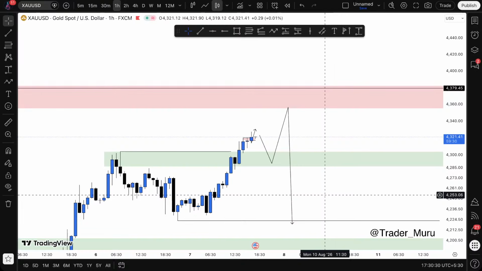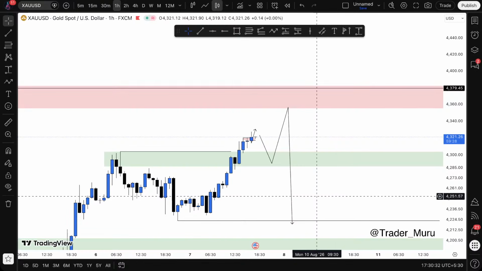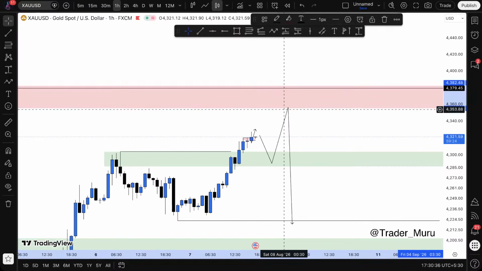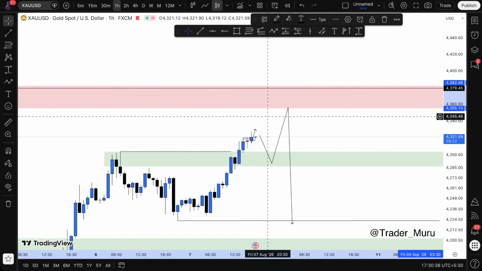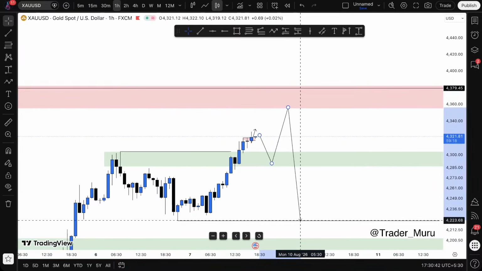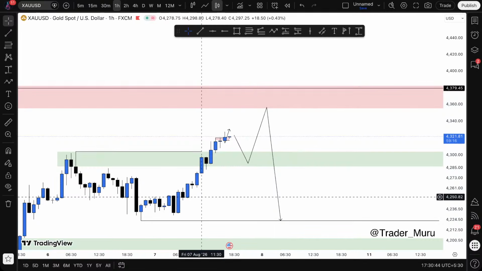Hi brother, what are you thinking about NFP, up or down? I'm watching for a sell from this daily time frame area. It will give me a nice target here.